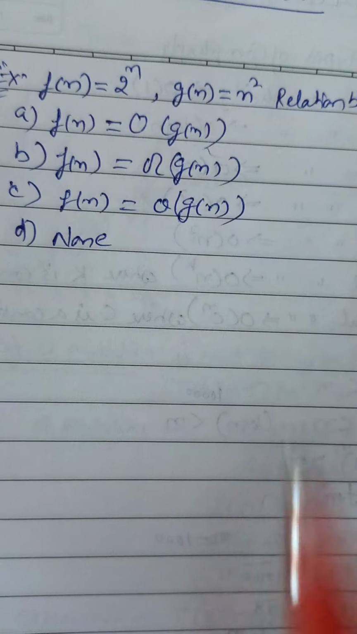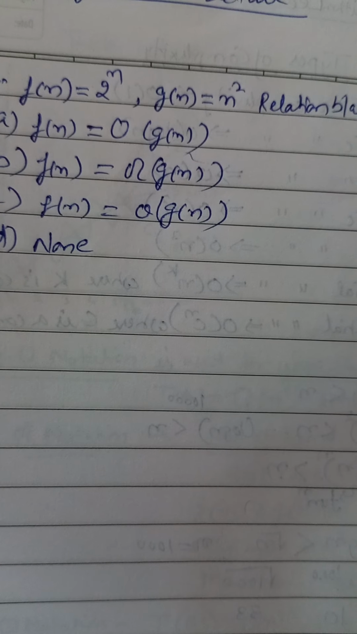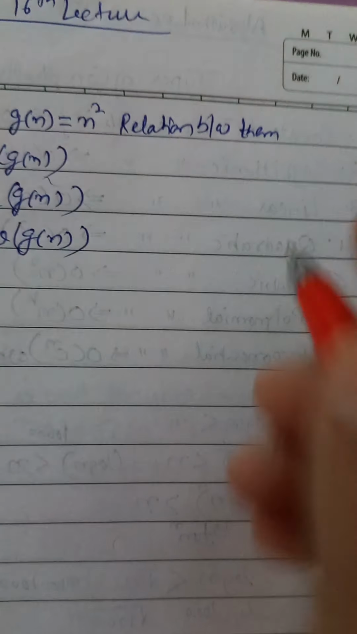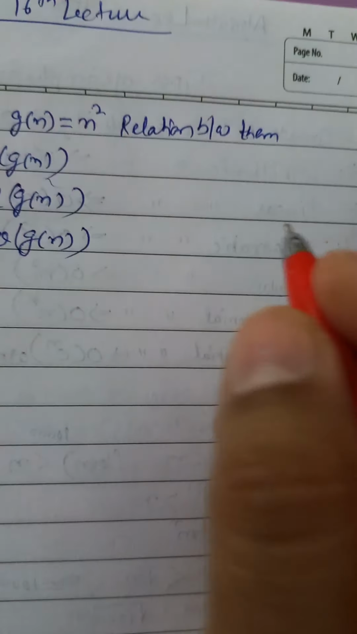So what we are going to do is like this. What we have is 2 to the power n, so we will write 2 to the power n. What we have is n square, so we will write n square, and we will take the value of n. As we have discussed in the last lecture, by putting different values of n, we can find out the relationship between them. So first we put n is equal to 1. When n is equal to 1, here will be 1, here will be 1, and here will be 2.